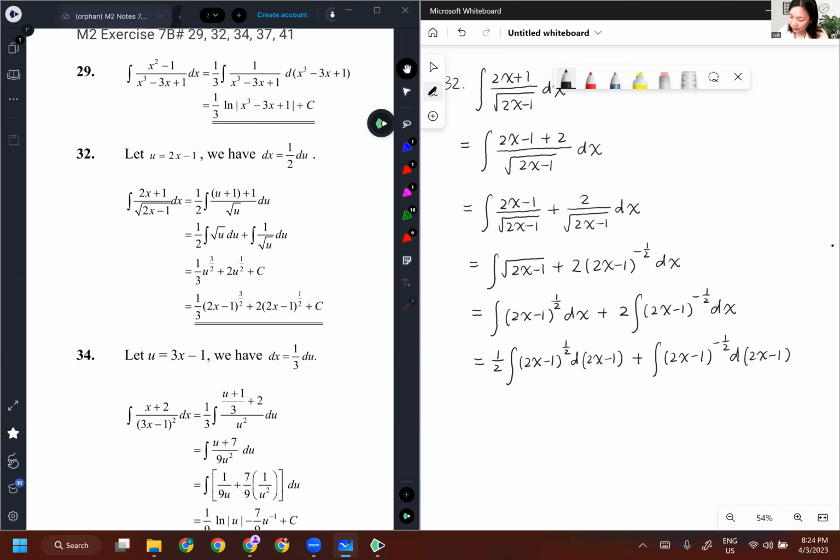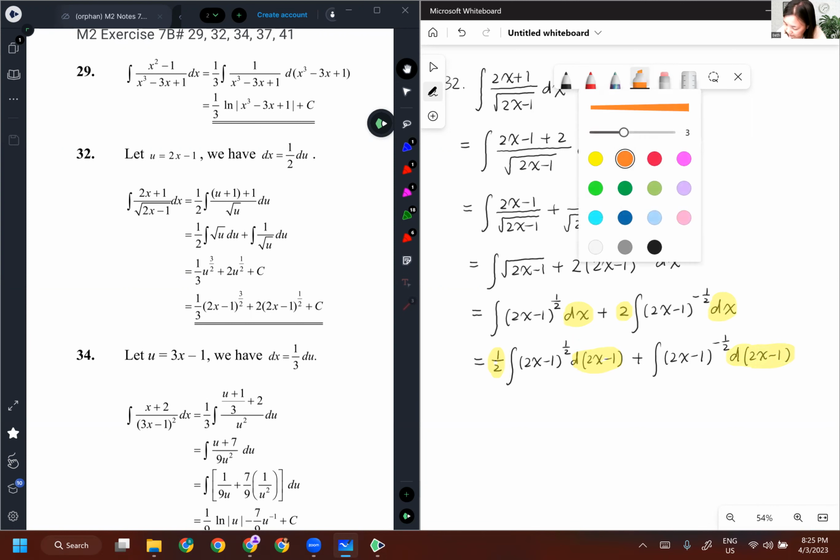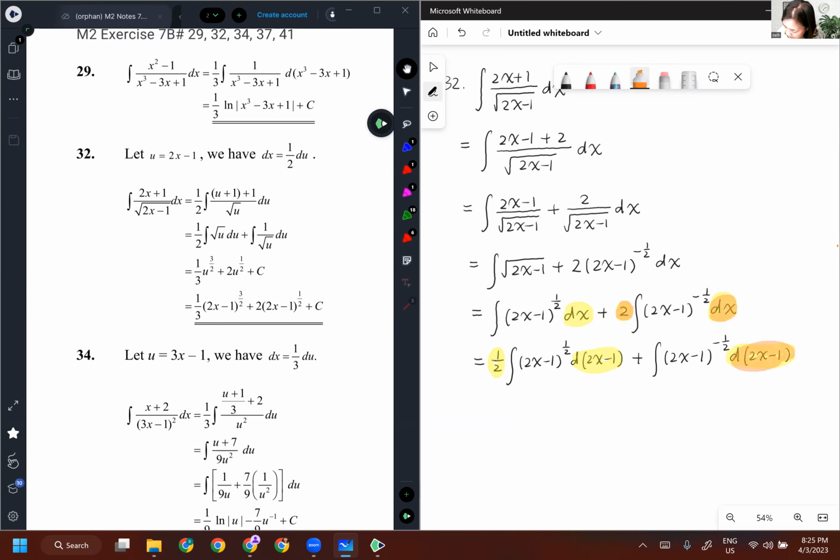Now the substitution, let me highlight the substitution now. Before this step, I haven't done any substitution, but this is a substitution. That is, 1 over 2 d(2x minus 1) is replacing dx. Now for the second one, 2 dx is replaced by d(2x minus 1). I hope you see it. Maybe I should use a different color. This one is replaced by this, and dx replaced by the previous one, okay?